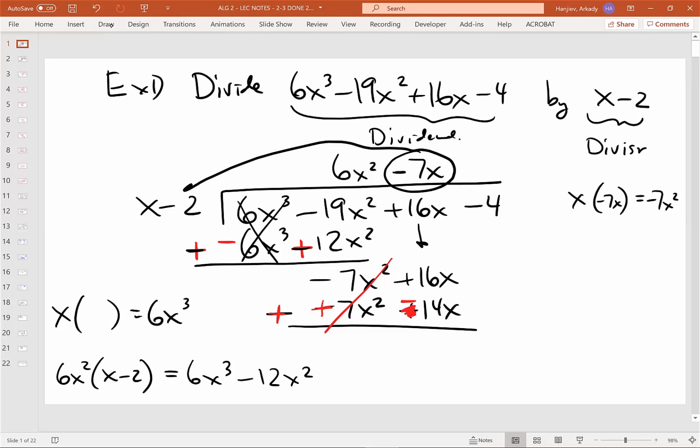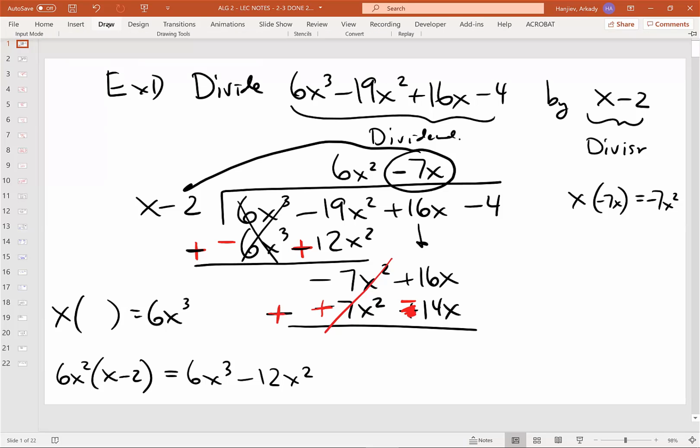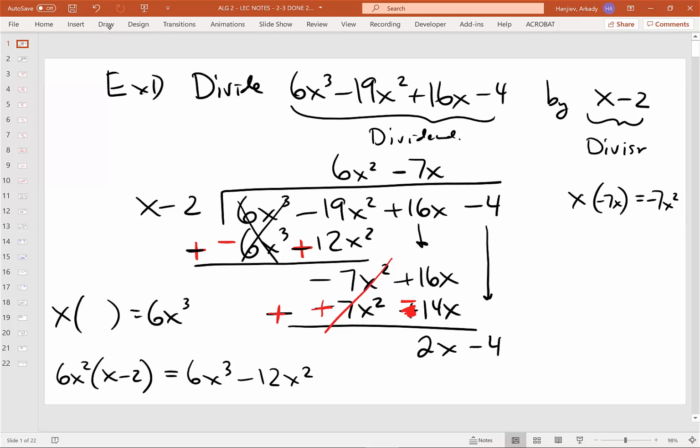Let me put that in a different color. All right, 2x. And what else happens? Absolutely, this little guy comes down. Negative 4 or a minus 4, depending how you want to think about it. And now the question remains here. What number times x gives you a 2x? Plus 2 is perfect.